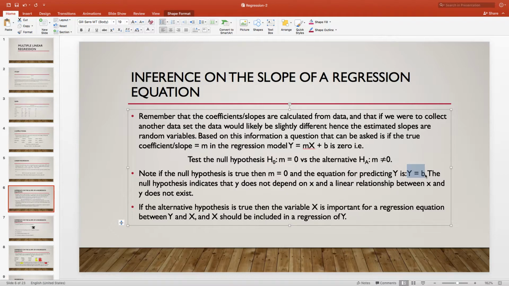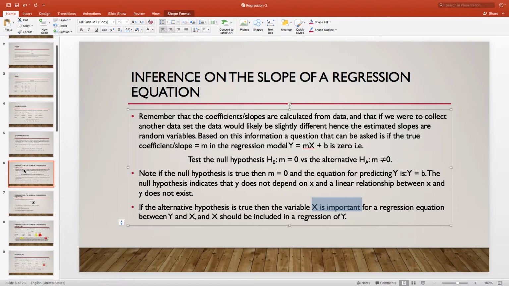And notice that this equation doesn't depend on x. No matter what you input for x, it doesn't change the average response, your predicted value. Okay, so y doesn't depend on x, and a linear relationship between y and x won't exist under the null hypothesis. If the alternative hypothesis is true, it says that the variable x is important for regression between x and y, and it should be included in its regression equation.